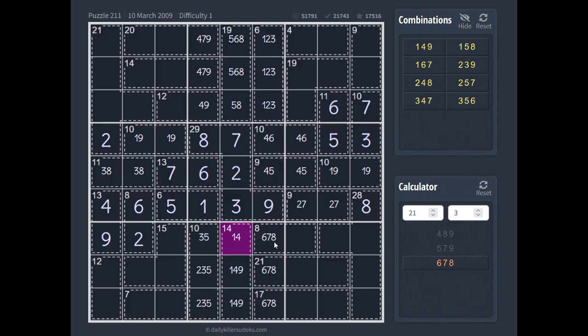Did we come to any great new information? I don't think so. An 8 cannot be here because that would exceed its value. 6, 7. What about here? Still 4, 9. So this could be a 3, 8. And this could be a 1, 2.